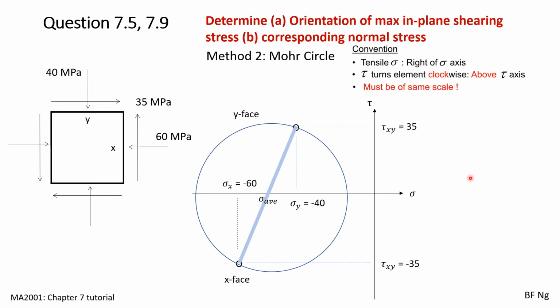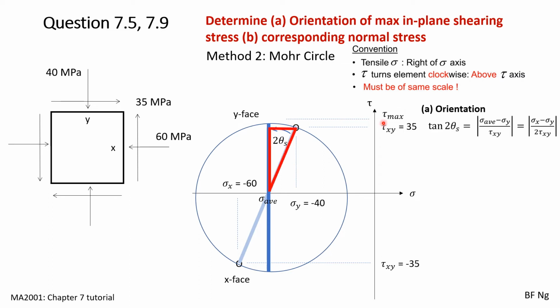To obtain the orientation for maximum shearing stress using Mohr circle, we'll rotate the line to become vertical, and the angle of rotation is 2 theta s. We also obtain tau max over here. To find theta s, we make use of this triangle. This is 2 theta s, as such tangent 2 theta s is equal to this length divided by this length. This length is sigma average minus sigma y, and this length is tau xy. And this is the same as the equations we have seen earlier.